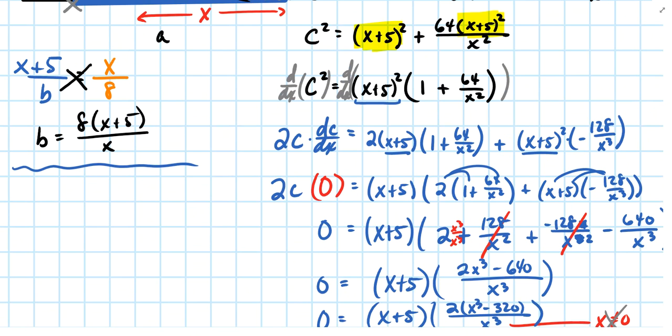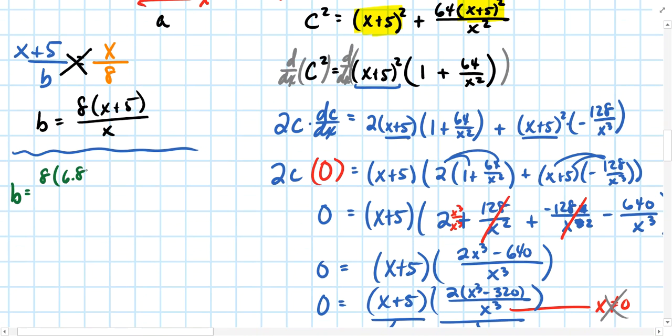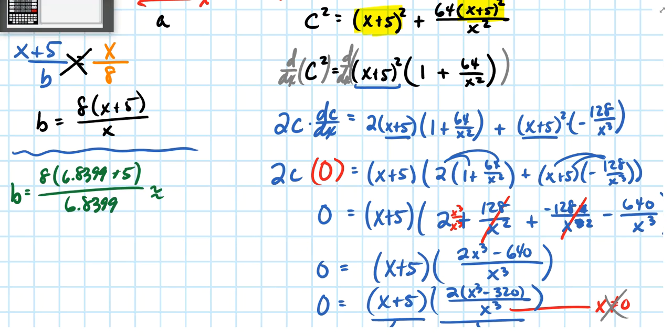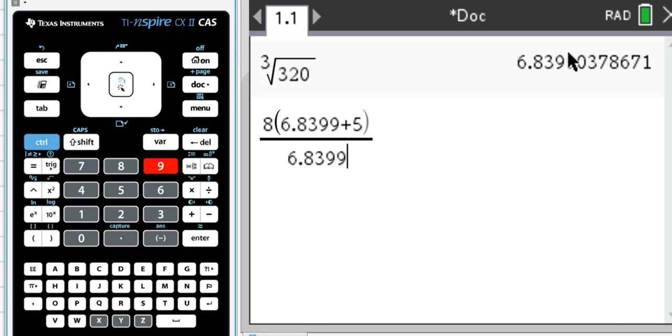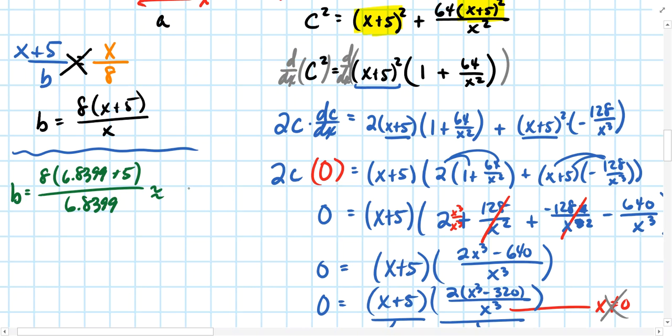So just as a double check, if you will, let's calculate the height as it would reach against the house, because this is limited to 20 feet. So 8 times 6.8399 plus 5 divided by 6.8399. Let's check that out. And that results in 13.8480.